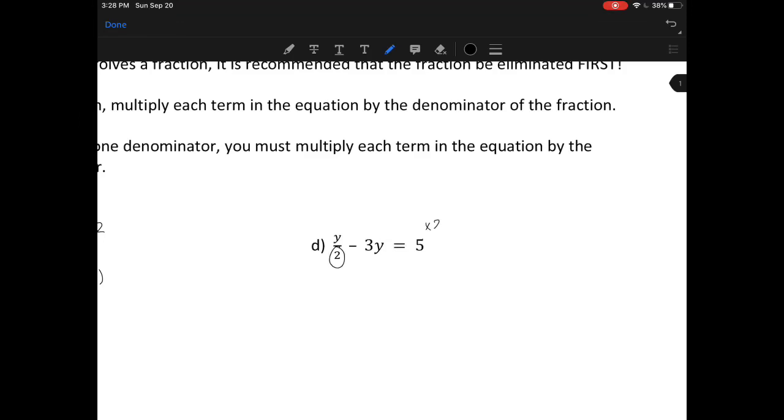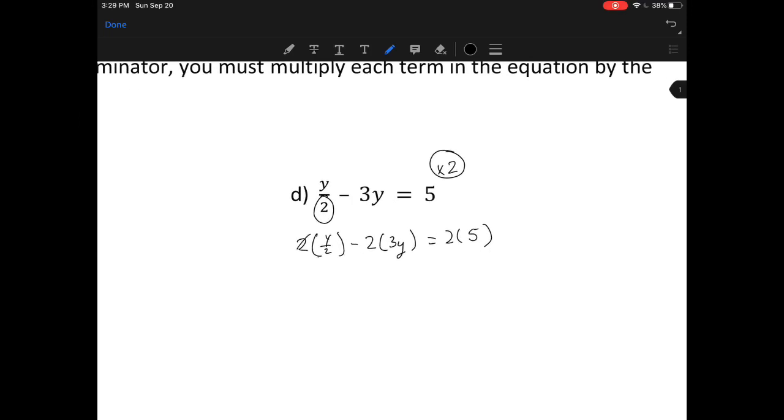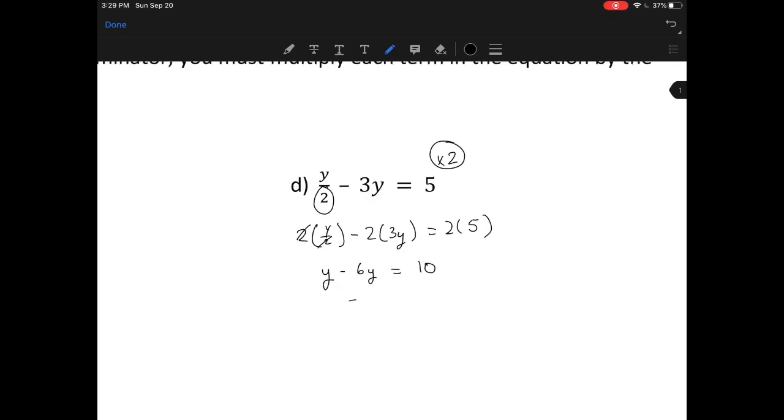Let's do the same thing. We've got lots of examples here. We see we have a denominator of 2. We'll multiply the entire equation by 2, which gives equals 2 times 5. Now we can simplify. The 2's cancel out. We're left with y minus 6y equals 10. Then we can simplify y minus 6y equals negative 5y equals 10. We'll divide both sides by negative 5, leaving us with an answer of negative 2.